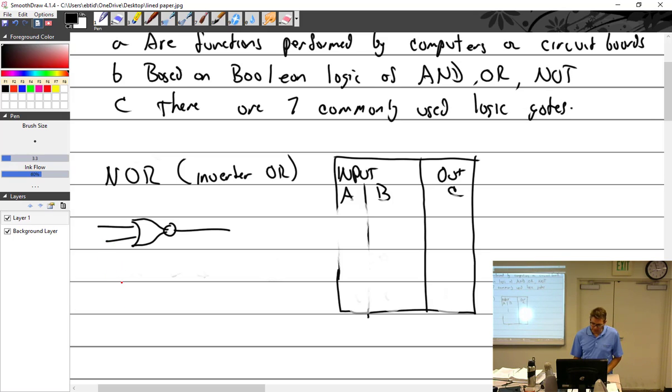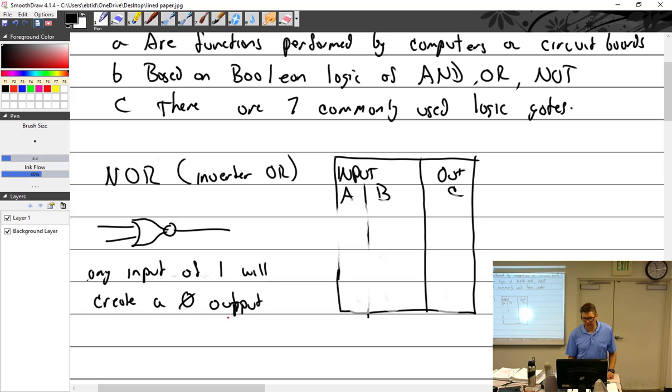All right, NOR, inverted OR: any input of 1 will create a 0 output. So if we have a 0 and a 0, we get a 1. If we have a 0 and a 1, we get 0. A 1 and a 0, we get 0, and a 1 and a 1, we get 0.